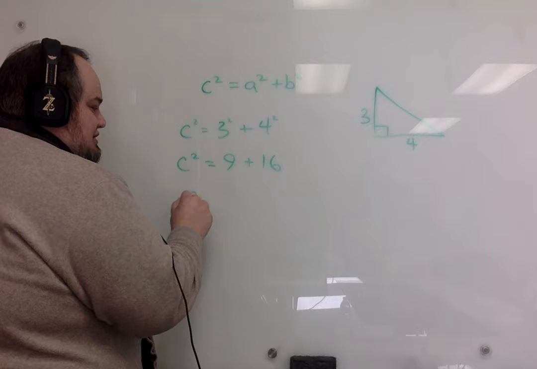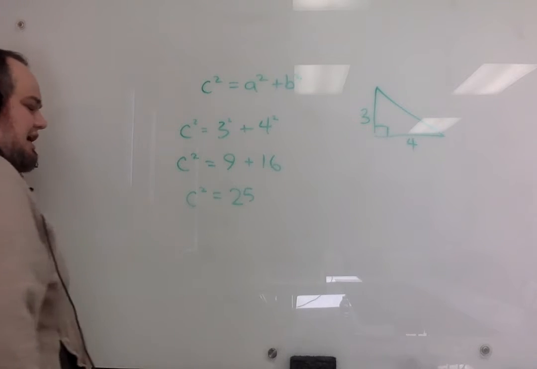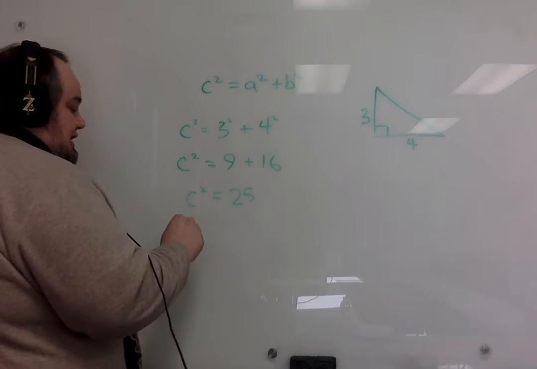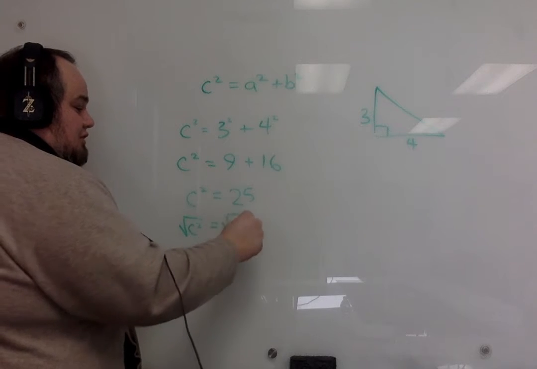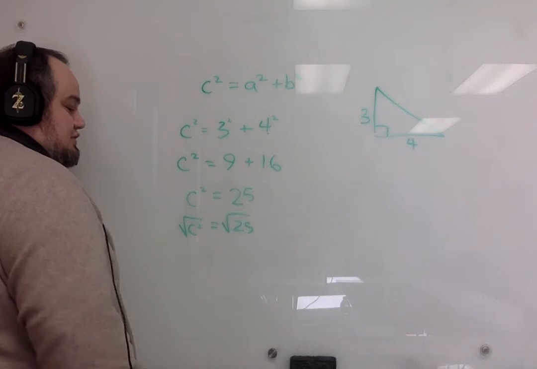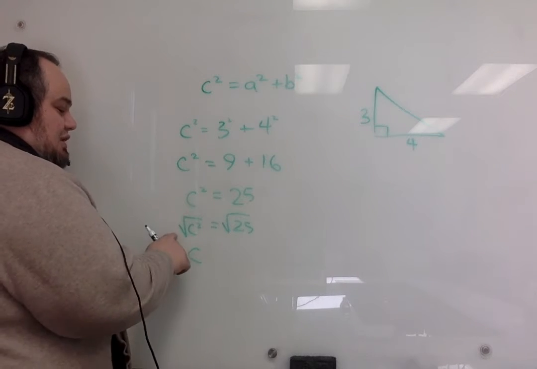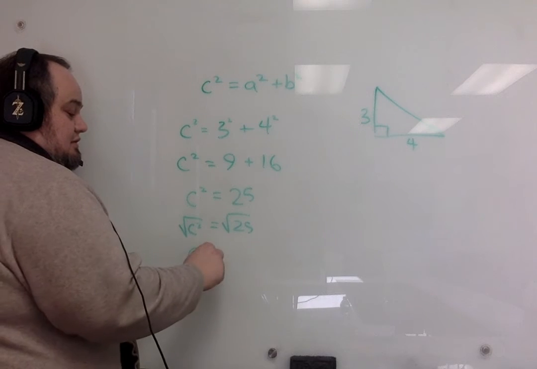Following the order of operations, now we can add, and we get 25. Now, this says c squared equals 25. We don't want c squared, though. We want c. So in order to find c, we have to take the square root of both sides. So we'll take the square root of c squared and the square root of 25. The square root of c squared is just c. So whenever you take the square root of something that's already squared, you just get that letter or number.